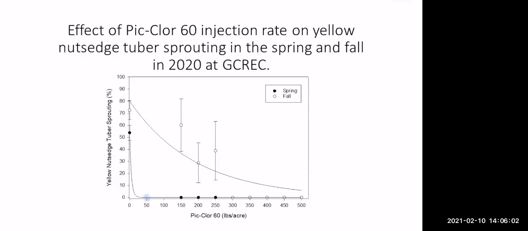So the non-fumigated tubers, the sprouting was about 55%, so about half the tubers sprouted. At any rate, from 100 pounds to 500 pounds, we had 0 sprouting. But in the fall, again, sprouting where they weren't treated is about 75% roughly. But you can see at 100, 200, 250, still a fair number of those tubers are sprouting. At 300 pounds and any rate higher, you get complete control of the yellow nutsedge tubers.